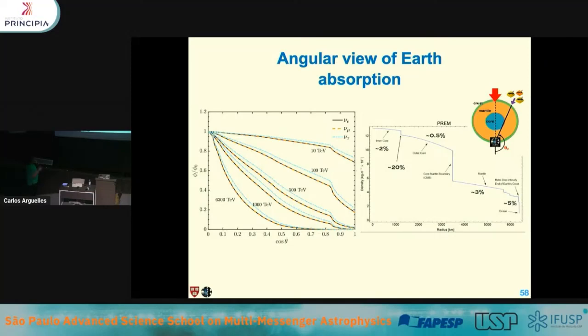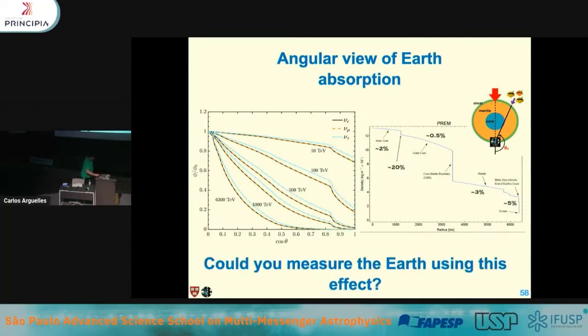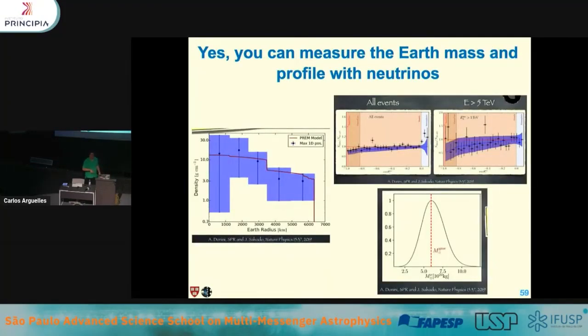Okay, so you can see that, for example, at 10 TeV, if I go through the core, 60% of them survive. However, if I have like 500 TeV, essentially none of them survive. And so you wonder if you could do something neat about this, because what I could do is measure the transmittance of neutrinos at every direction, right? And you could ask yourself if, with that, maybe you could measure the Earth density and the Earth core. And the answer is yes, you can do that. And this has been done.